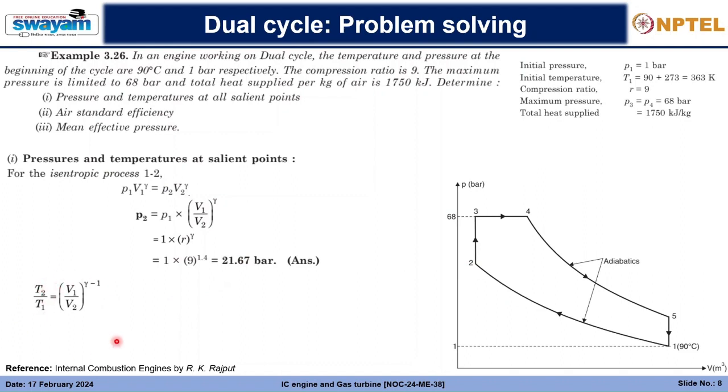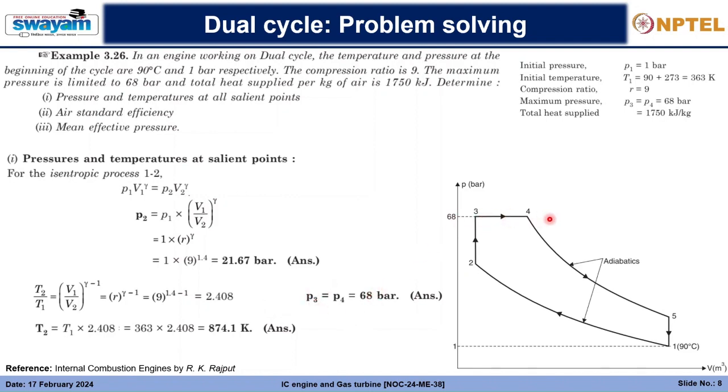Then T2 we can again calculate from this expression, which is again related to the compression ratio. So you can see here, and eventually you will get the temperature as T1 into 2.408, which will be given as 874.1 Kelvin. So here we know the pressure and the temperature now, right? I'm sure you must have done it the same way.